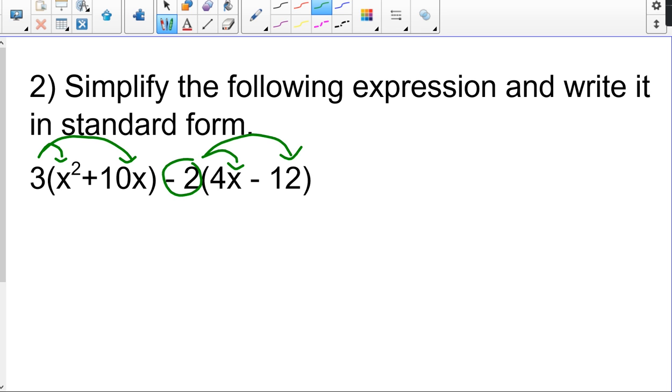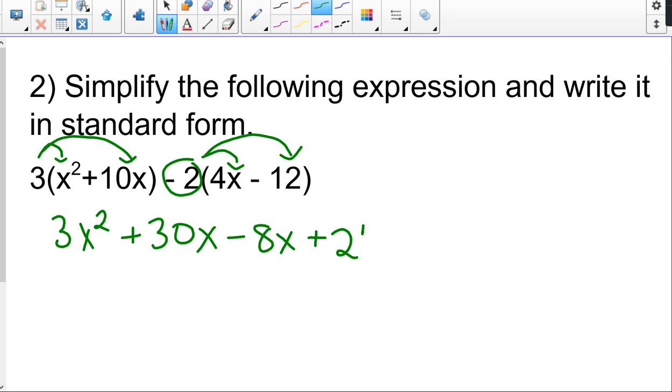So I'll start with the 3. 3 times x squared is 3x squared. 3 times 10x is 30x. Okay, then we have negative 2 times 4x. Negative 2 times 4 is negative 8, so that's negative 8x. And negative 2 times negative 12. A negative times a negative is positive, so we should write plus 24.